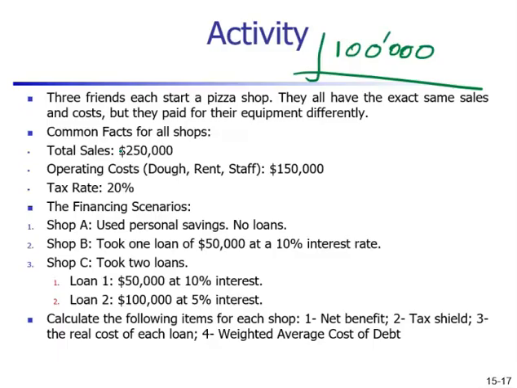They are the same, but they have gone through different financing scenarios. Shop A used personal savings, no loans. Shop B took one loan of $50,000 at a 10% interest rate. Shop C took two loans. Loan 1, $50,000 at 10% interest, exactly the same as Shop B. But loan 2 is $100,000 at 5% interest.